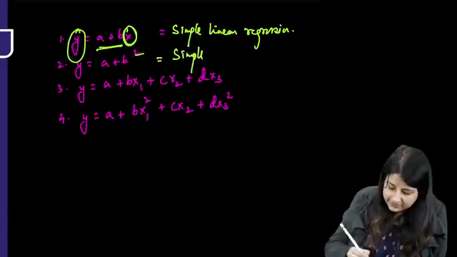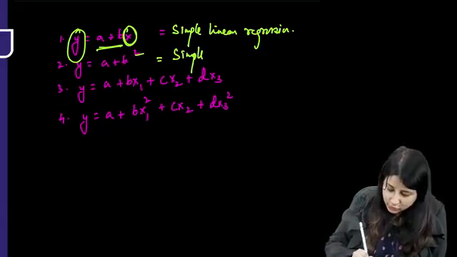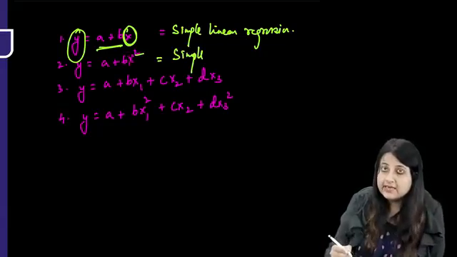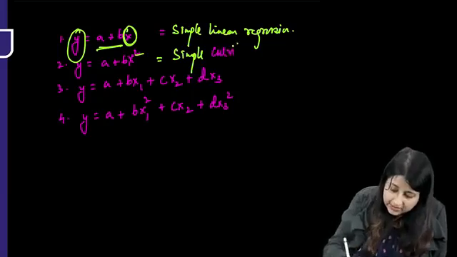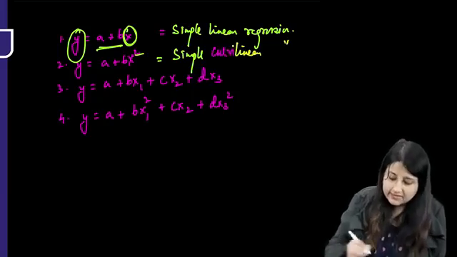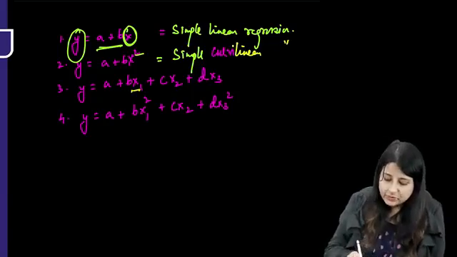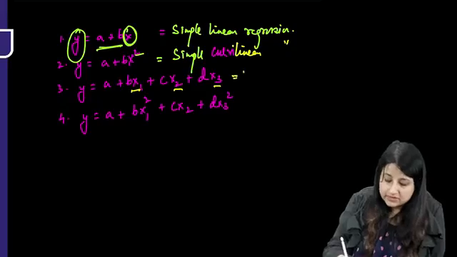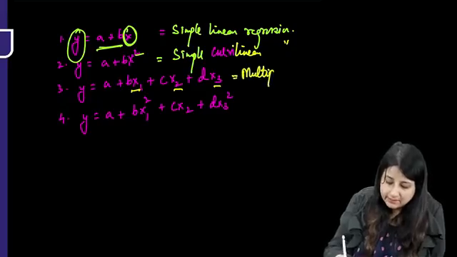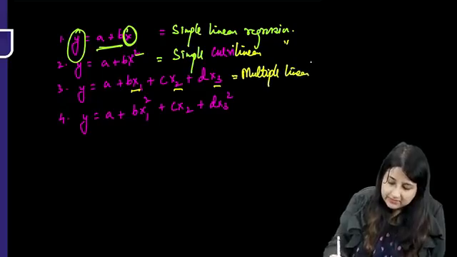But here you have one independent variable which is raised to a power. Whenever an independent variable is raised to a power, it becomes what? Curvy linear regression. Now look at the third one. You have three independent variables and none of them are raised to a power. So this is what? Multiple linear instead of simple.